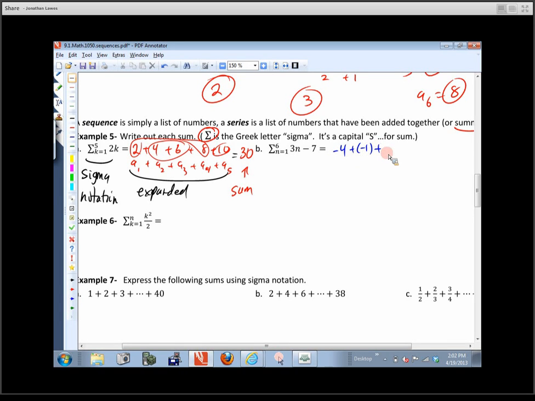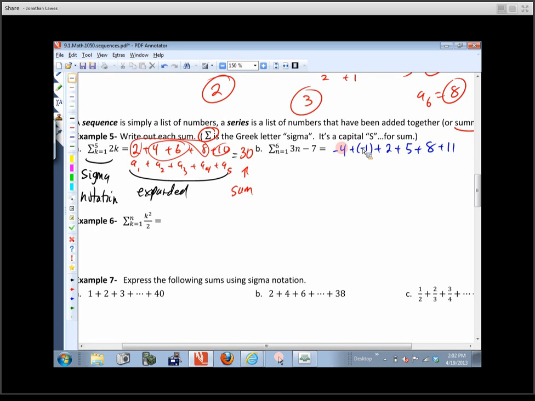Plus, we're now at 3. That's 9 minus 7, so that's a 2. Next one, 5. Next one, okay. Now we have to have 6 terms altogether. So if I plug in a 6, that's going to be 18 minus 7. The last one's going to be 11. So again, there's my expanded form. And we want to figure out what the sum is.